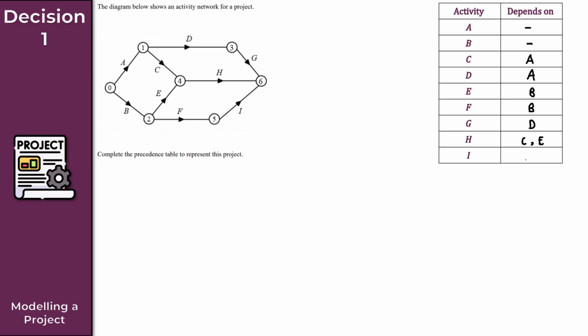Like so. And then finally, for the very last activity here, that is activity I, what must precede this? So I can see then, just looking at I here on our activity network then, that activity F here must be completed, right? So working backwards then, I can see here that activity F must be completed before we can start activity I, okay? So we put F there for activity I, and there we have it.